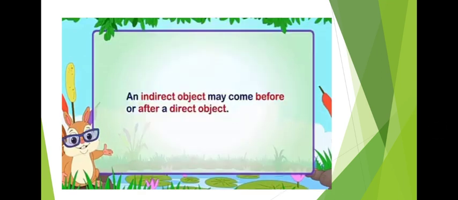An indirect object may come before or after a direct object. Sometimes the indirect object may appear before the direct object, or it may also appear after the direct object, but the meaning remains the same. There is no change in the meaning, only the sentence structure is changed. So let's see an example.